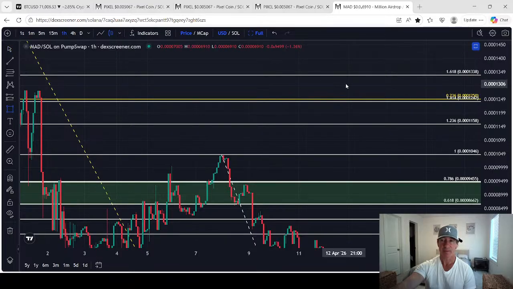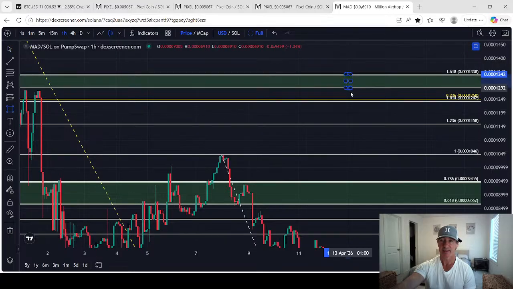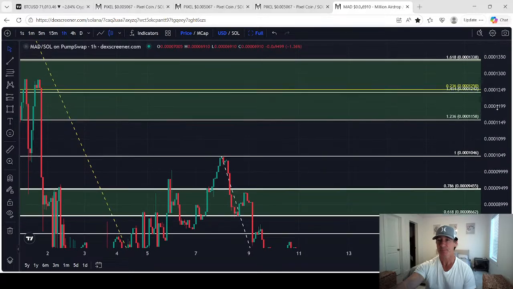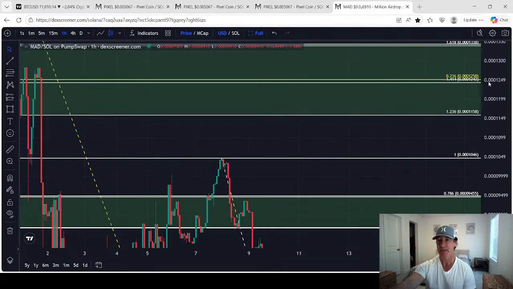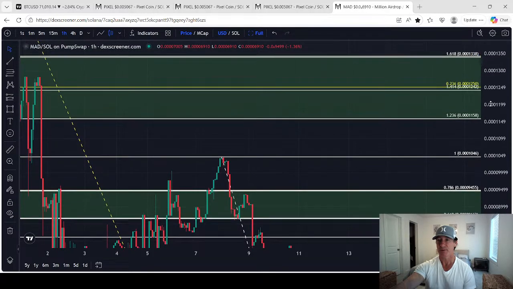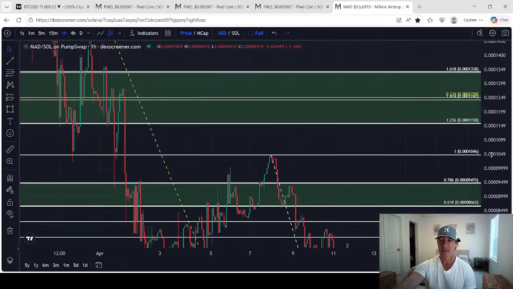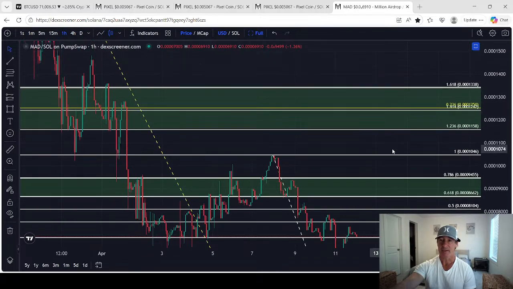And then if we break that, we'll come up here to the 1.618 and 1.236. The 1.236 is at 0.0001158. And you also have the 236 up here as resistance, 0.0001250, and then you have this 1.618, 0.0001338. So that would be to the upside.